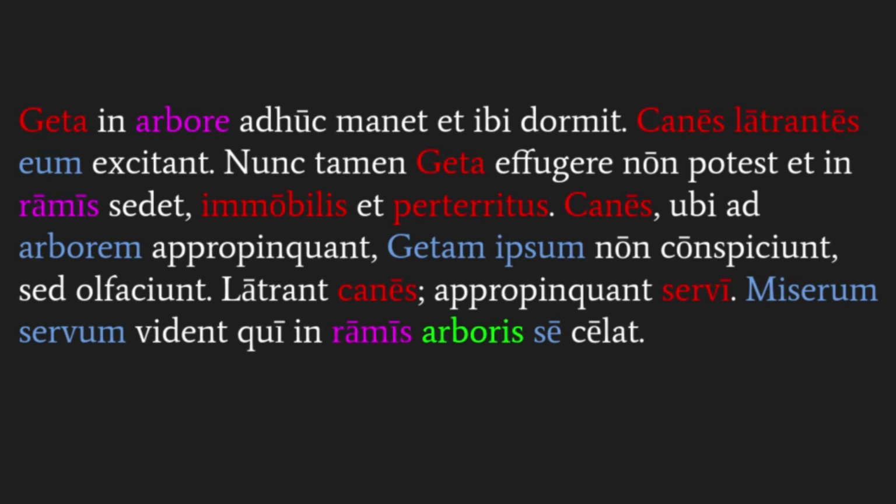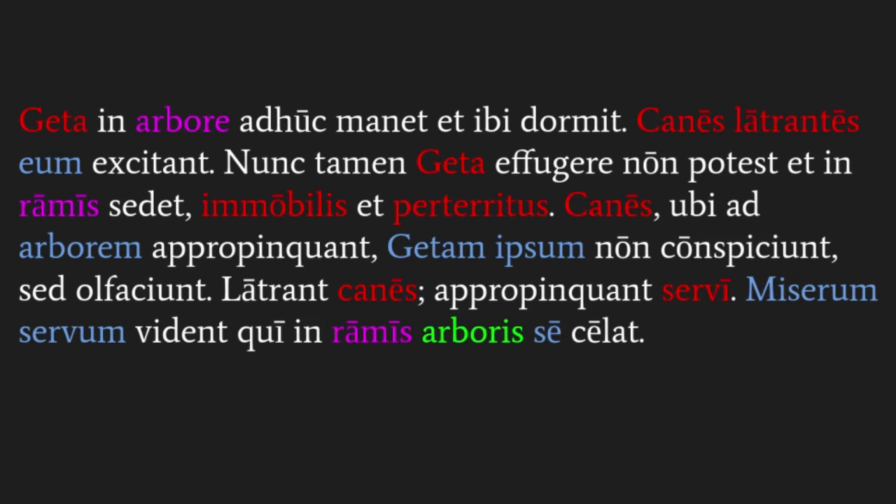Canes ubi ad arborem apropinquant, getam ipsum non conspicuant sed olfaciunt, right? So the dogs, here's our subject, when they approach, apropinquant, ad arborem, the tree, they don't catch sight of, non conspicuant, right? They don't catch sight of Geta. Ipsum means himself, so Geta himself, but sed olfaciunt, they smell him, right, is the idea. They smell Geta. So they can't see him because he's up in the tree, but they know he's there because they can smell his scent and they're following his footprints.